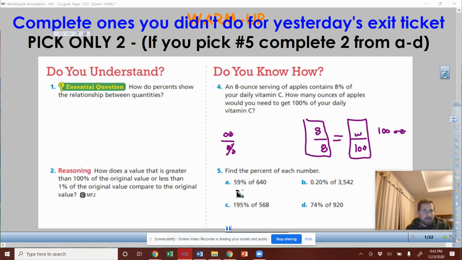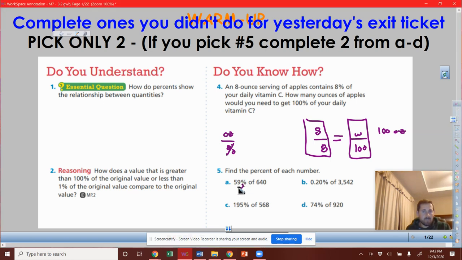I really hope we did our calculations, but to turn a percent into a decimal that I can actually calculate, I need to move the decimal 1, 2. So this problem becomes 0.59 times 640. This problem here becomes 0.002 times 3,542. This becomes, move the decimal 2 spaces, 1.95 times 568. And here it becomes 0.74 times 920. So we weren't just supposed to write that out, we were also supposed to calculate that.